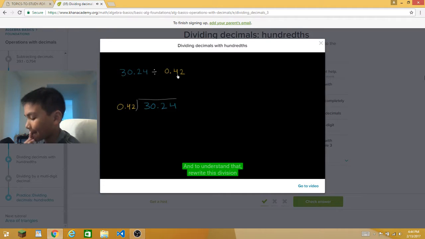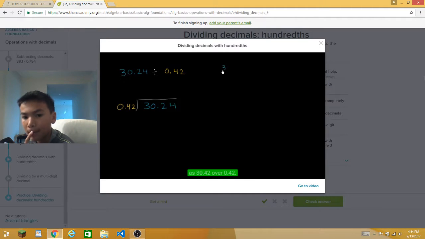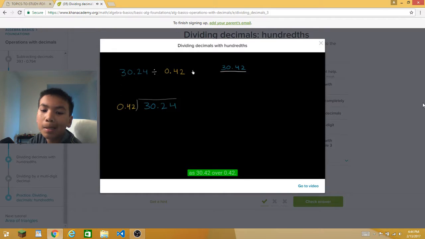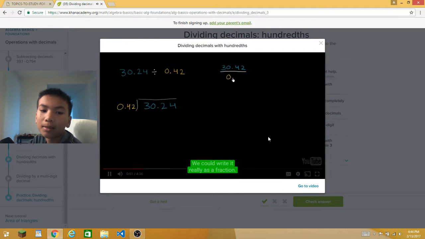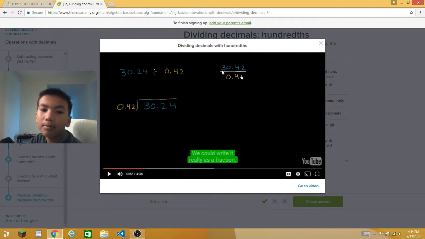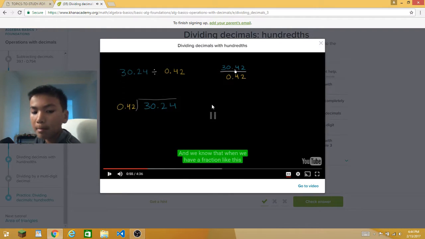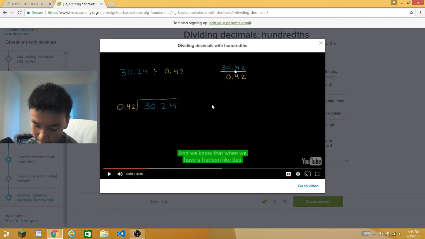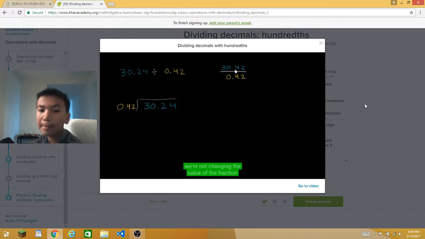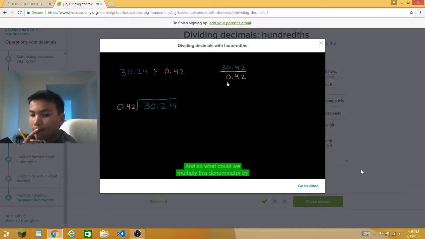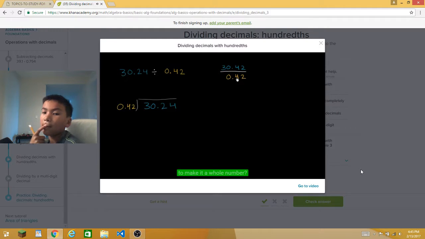And to understand that, we could rewrite this division as 30.24 over 0.42. We could write it really as a fraction, and we know that we're not changing the value of the fraction if we multiply the numerator and the denominator by the same quantity. And so what could we multiply this denominator by to make it a whole number?